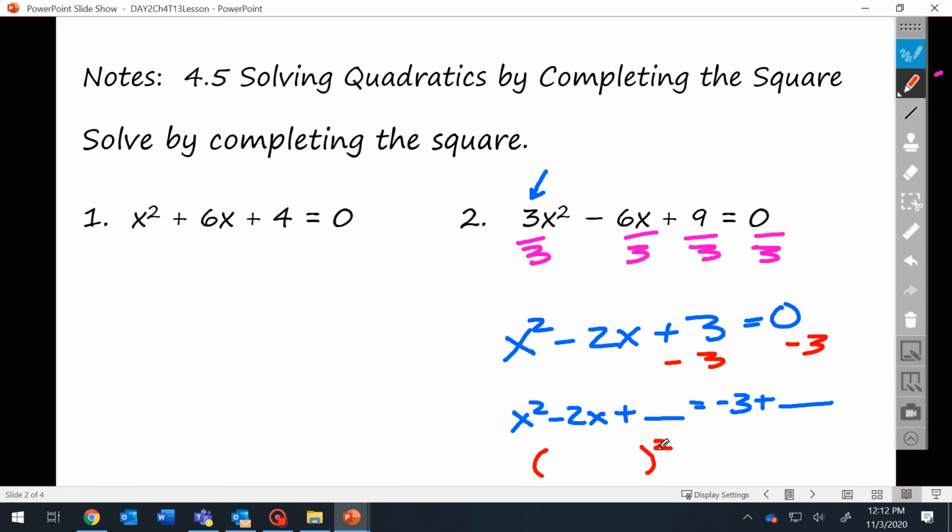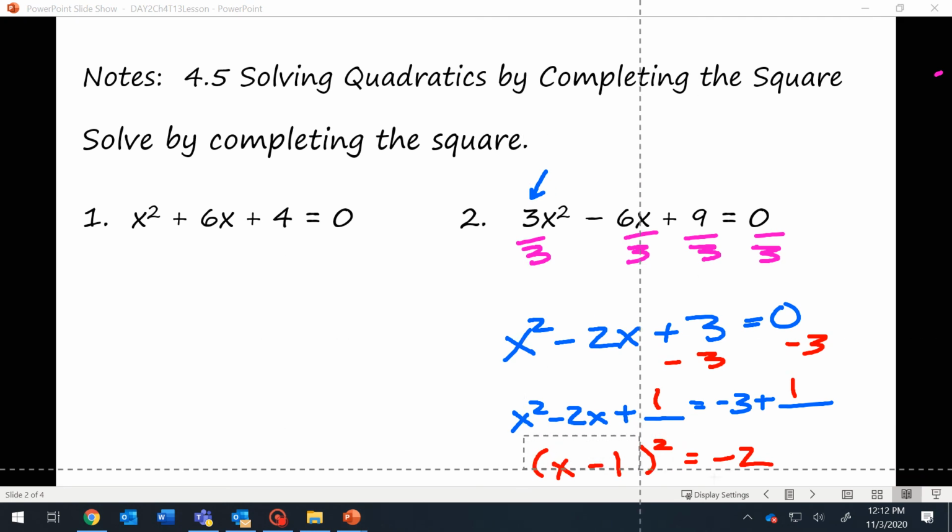Now the left side should factor into x and then half of negative 2, so minus 1, x minus 1 squared. In order for that to happen, here I would have to have negative 1 times negative 1, so I'd have to have 1 here, which means I also have to have 1 over here, which means the right side is negative 3 plus 1, it's negative 2.